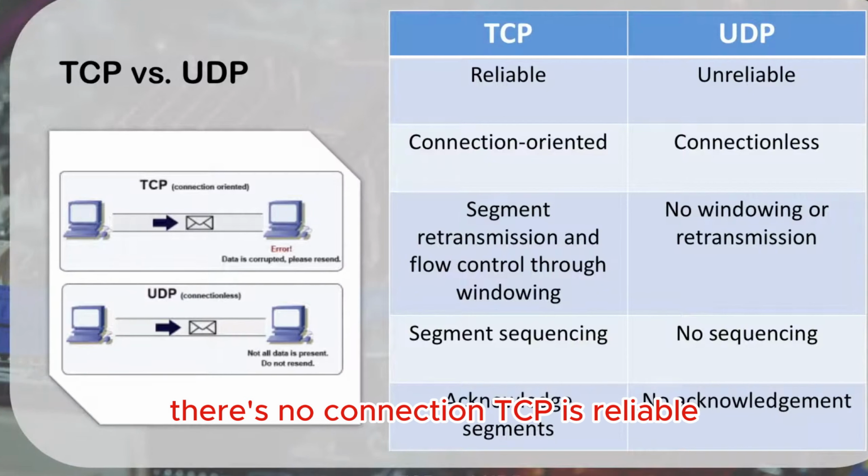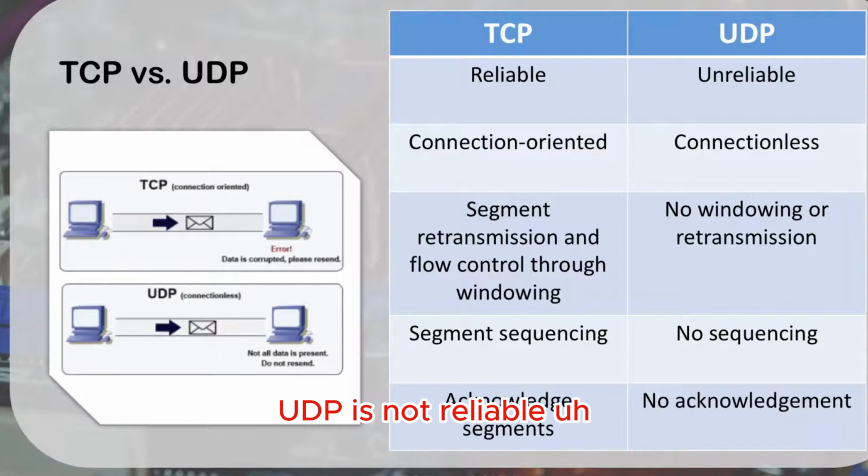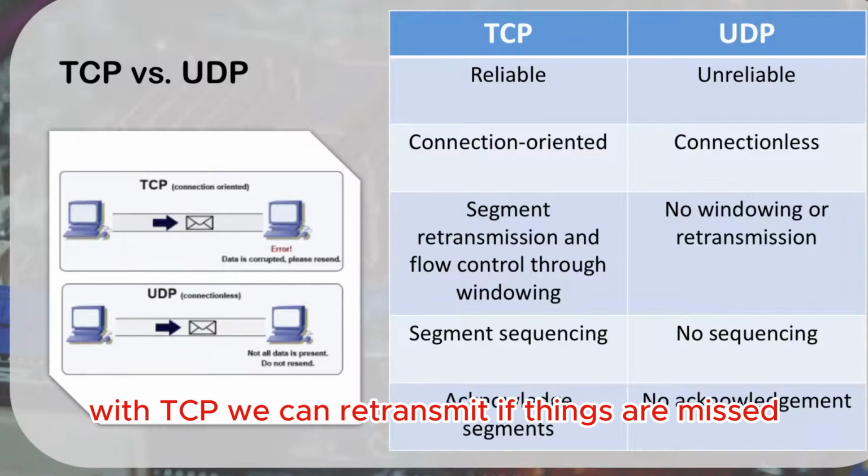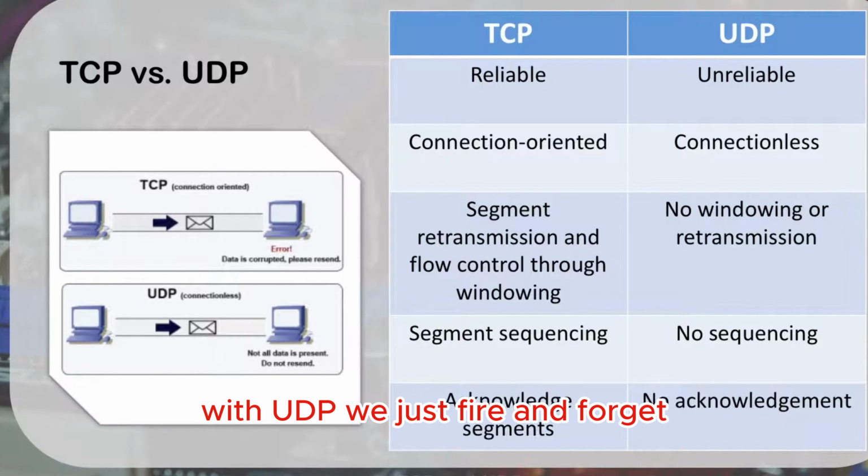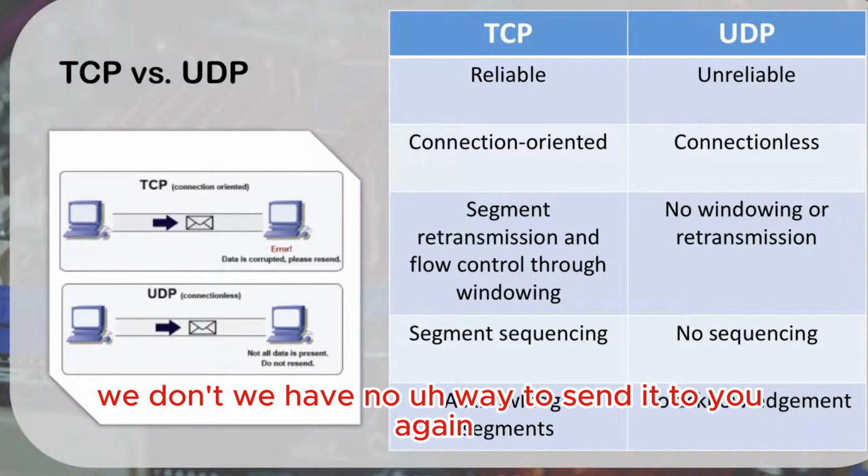There's no connection. TCP is reliable. UDP is not reliable. With TCP, we can retransmit if things are missed. With UDP, we just fire and forget. We have no way to send it to you again.